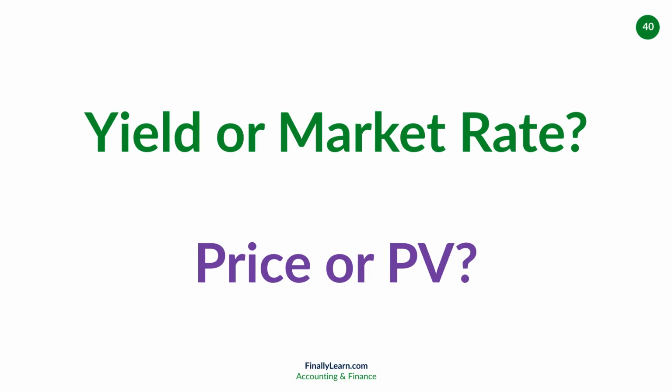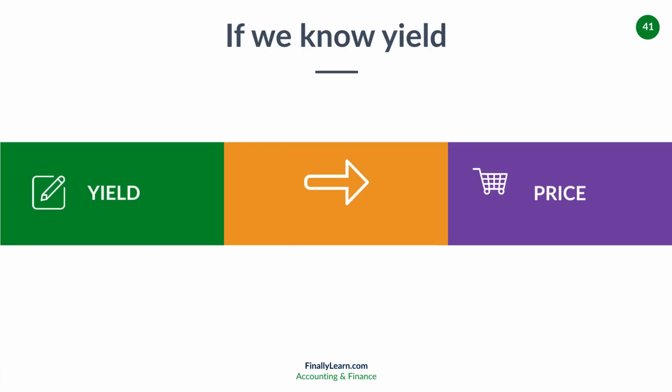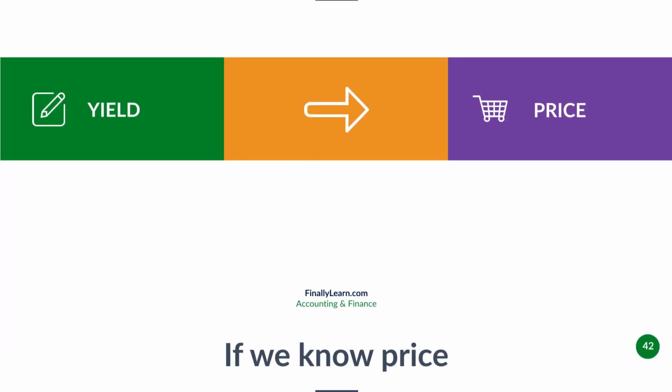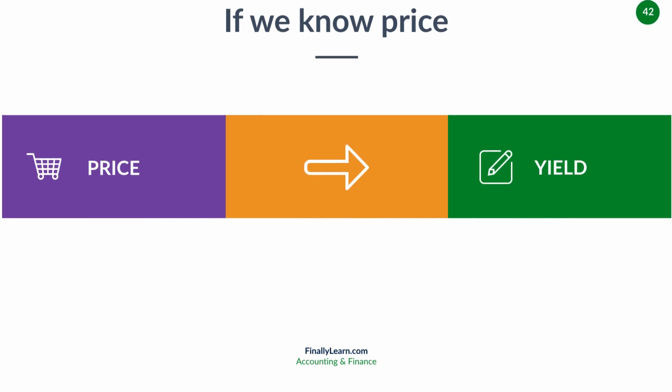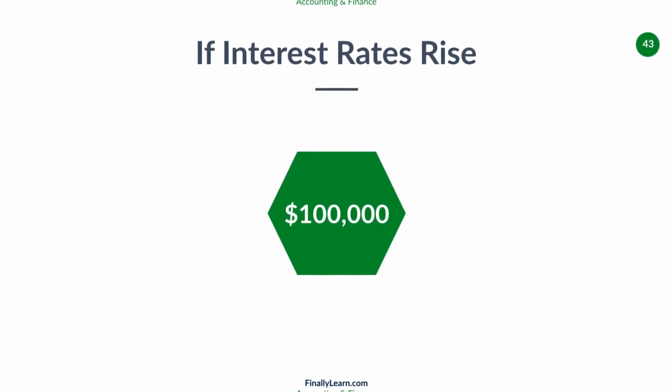Now, by looking at the bond itself, we do not know the yield, the market rate, or the price, which is present value. So here's what we know. If we know the yield, we know the price. If we know the price, we can figure out the yield. So just a time value of money problem.